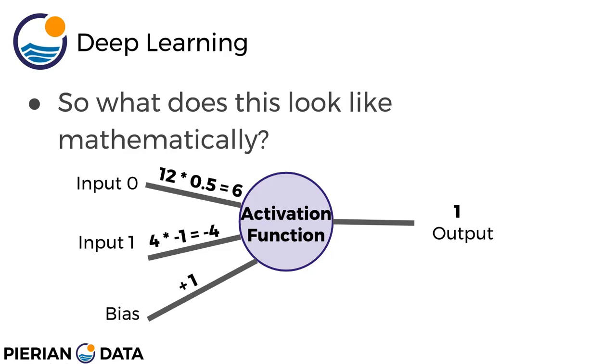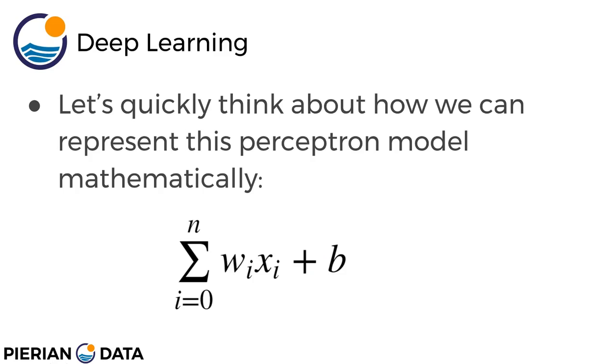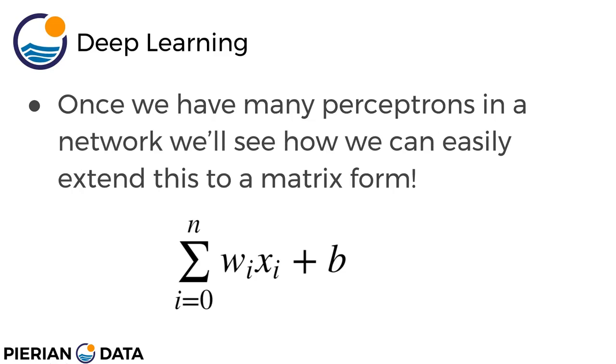So what does this actually look like mathematically? Now let's quickly think about how we can represent this perceptron model mathematically, and it's actually quite simple. Basically, we just say the following. From i equals 0 to n, where n is the number of inputs, we take w of i, that specific weight for that input, multiplied by x of i, which is the input itself, plus the bias term, and that's essentially it. Once we have many perceptrons in a network, we'll see how we can easily extend this to a matrix form.